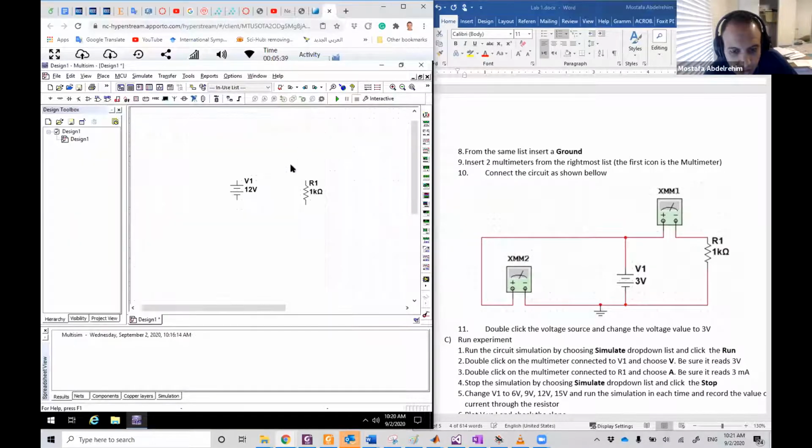Just click this. Now we need 2 multimeters. We need one here to measure the current and one here to measure the voltage. The multimeter should be here. Where is it? Insert 2 multimeters from the rightmost list. Yes, this is the rightmost list. So I think this is the first component, which is the multimeter. We're going to place one of them here and another one here.